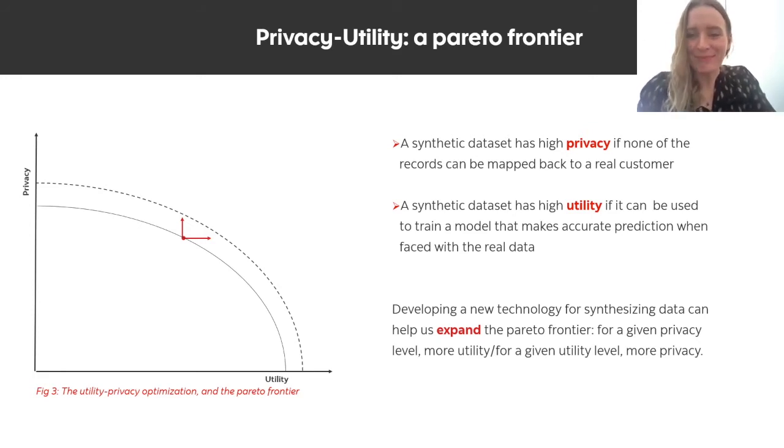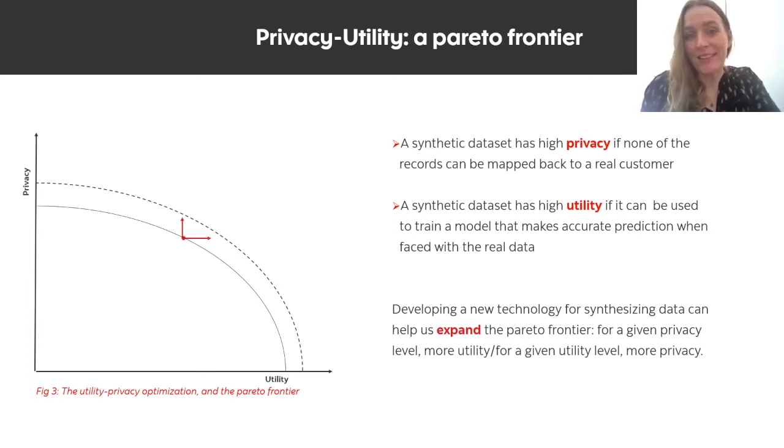On the other hand, we want a useful data set. And the most useful data set we could get is the original data set, as is. So we start from some point in the middle. And we want to expand the Pareto frontier so that for a given privacy level, we have more utility, or for a given utility level, more privacy.